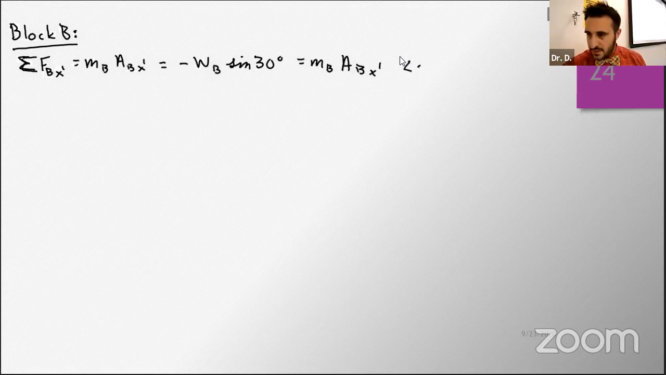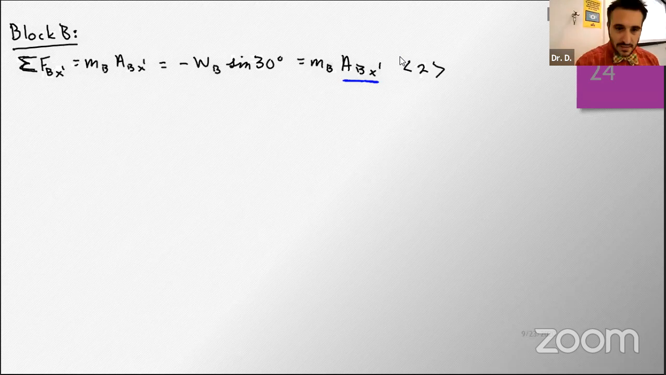I'm going to call this equation 2, but notice what happened here. Now I've got this. I don't know that, but I know everything else in that equation, don't I? I know the weight of B, and I know the mass of B. So I should be able to solve directly for a B x prime. We'll come back to that in a sec, because our third equation is going to be our sum of the forces in the y direction.